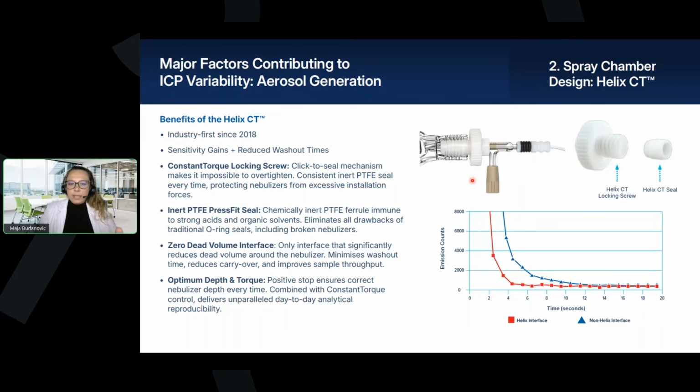Another key design of the Helix CT is the zero dead volume interface, because by minimizing the space around the nebulizer connection, the residual sample will be reduced, which will help improve the washout performance and reduce carryover. The results here show that with the Helix CT nebulizer interface, shown in red for the 10 ppm lubidinium standard, it can be washed out in as little as 4 seconds, compared to the non-Helix interface here in blue that needs around 16 seconds.